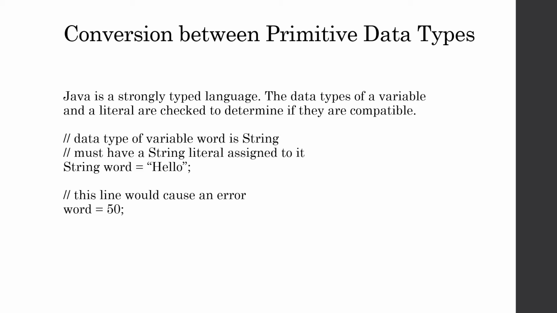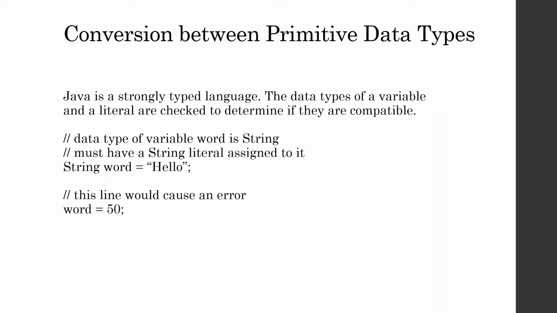Alright, so now we're going to talk about conversions between the different primitive data types in Java. Java is a strongly typed language, meaning that the data types of a variable and the literal, the value that you want to assign to a variable, are going to be checked to determine if they're compatible with each other.